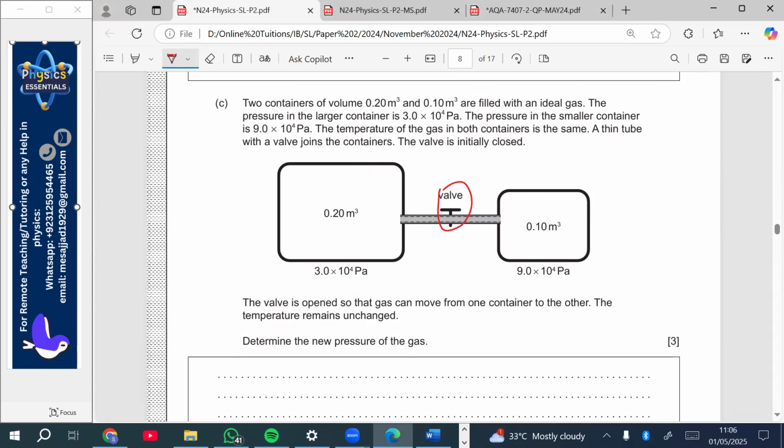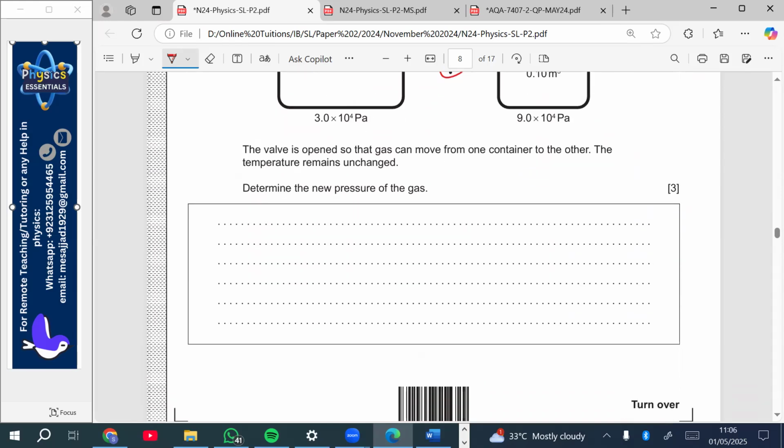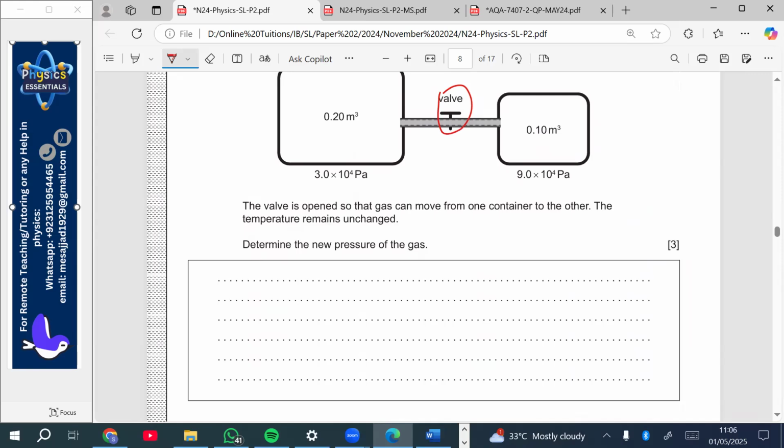The temperature remains unchanged. Determine the new pressure of the gas. Okay. Right. We know that gas flows from high pressure to low pressure, right?